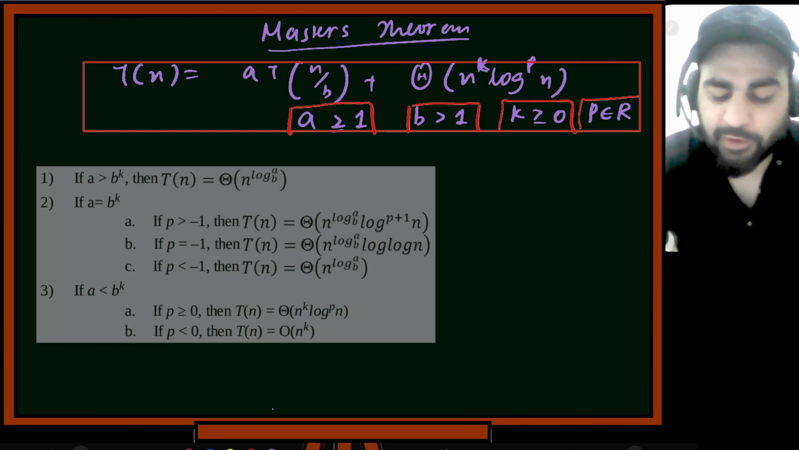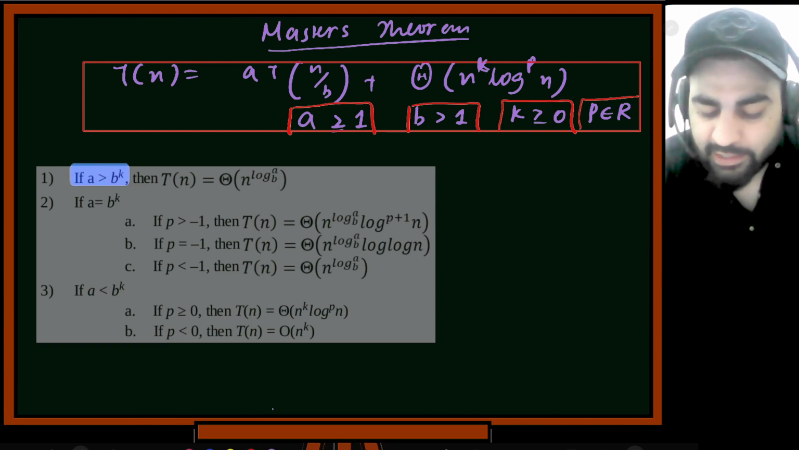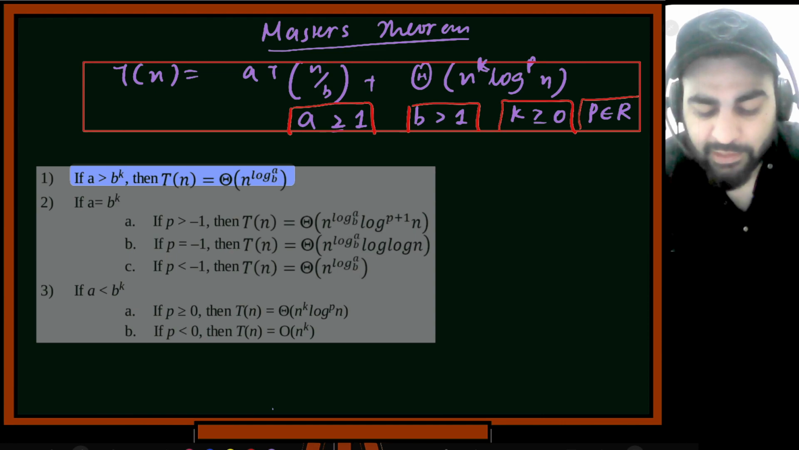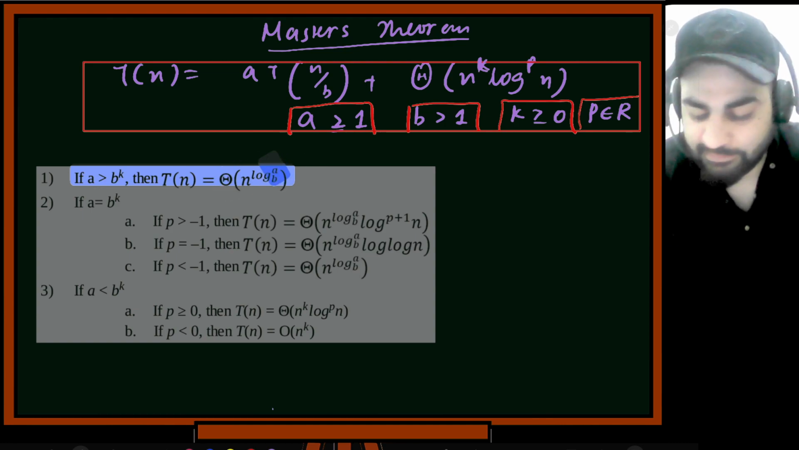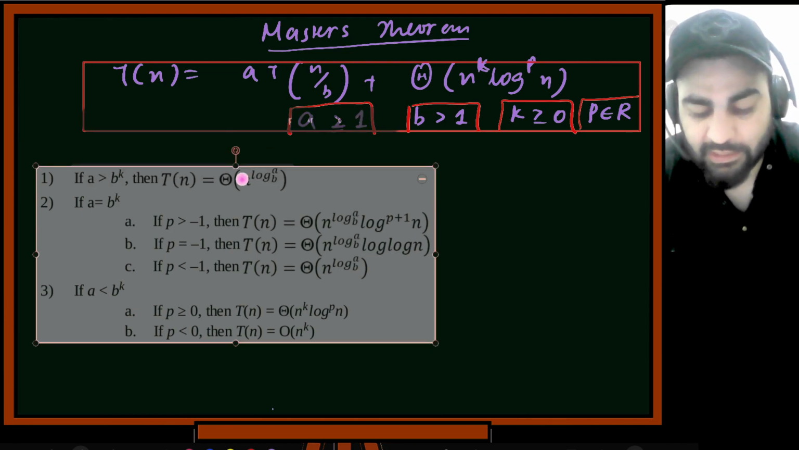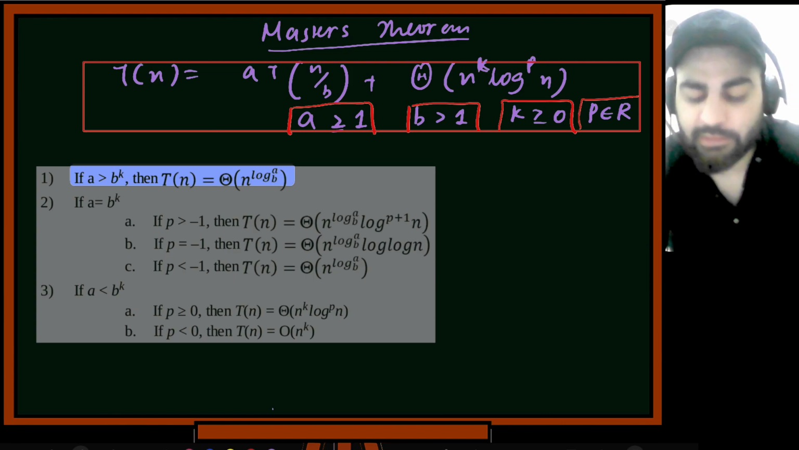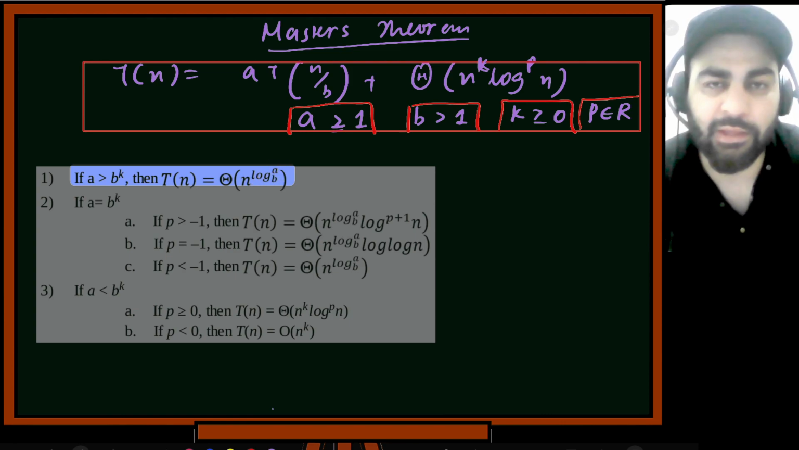Okay. So the first case is, if you see over here, if this a is greater than b to the power k, so now you have b, you have k, you have a also. If you see that, this is case 1. If a is greater than b to the power k, then the answer is directly this. Then this is the answer. Theta of n log ab. This is the answer.